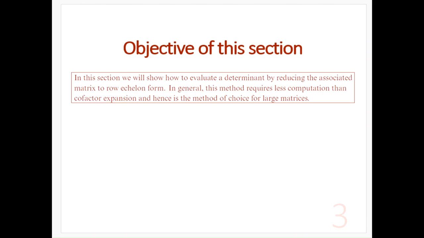So the objective of this section is to show how to evaluate a determinant by reducing the associated matrix to row echelon form. So we know all about how to do that. In general, this method requires a lot less computation than cofactor expansion, and so it is the method of choice for large matrices. So we're going to be exploring reducing the associated matrix to a row echelon form. Hopefully that should be a review for you from Chapter 1. And we're going to be doing this in order to evaluate determinants. So we're going to get to additional methods to evaluate determinants.